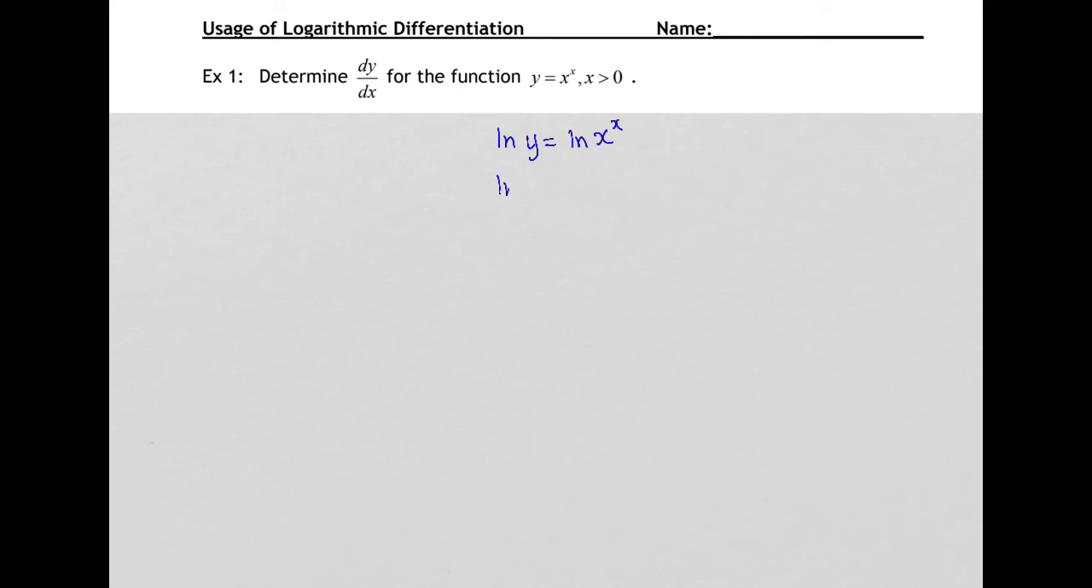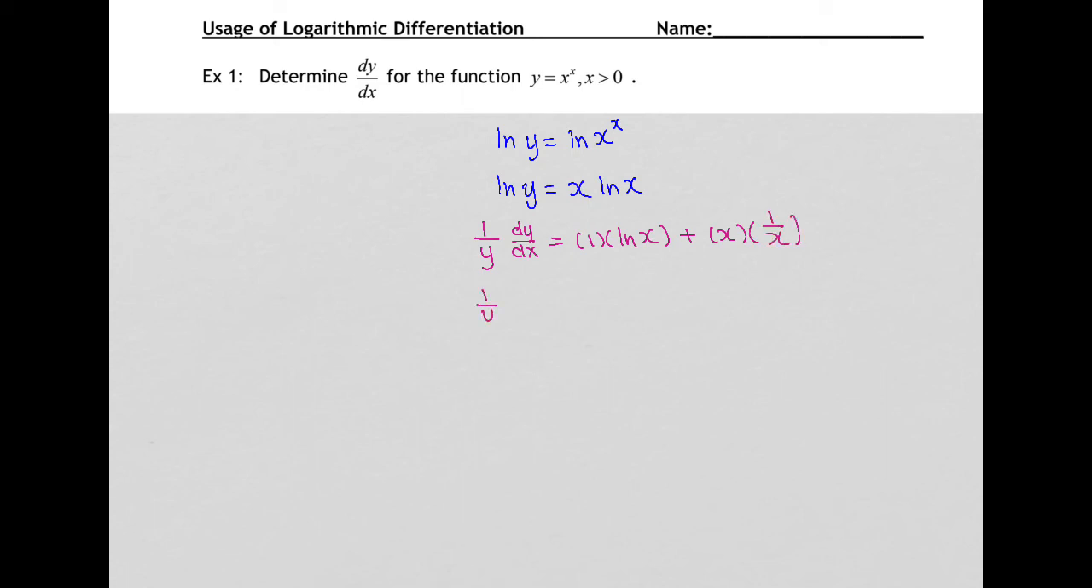And using property of log, I can bring the exponent x down in front of the log. And then I can use implicit differentiation to differentiate the following. So ln y becomes 1 over y dy over dx equals to, on the right hand side, that's a product rule. So this is our u, this is our v. So let's do u prime, which is 1 times by v, ln x, plus u, which is x, times by v prime, which is 1 over x.